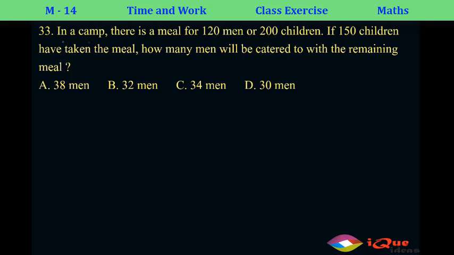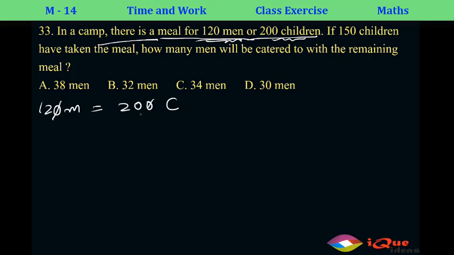Now this question says in a camp there is a meal for 120 men or 200 children. So the same quantity of meal is equal to 120 men or equal to 200 children. That means 120 men are equal to 200 children. So M stands for men, C stands for children.